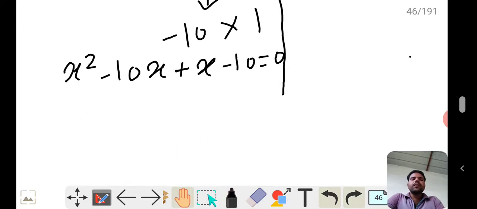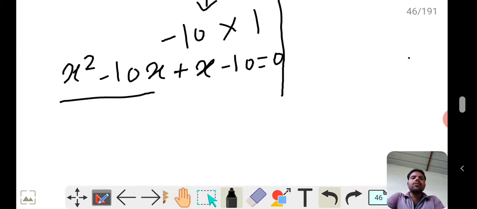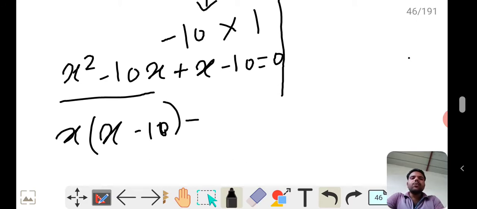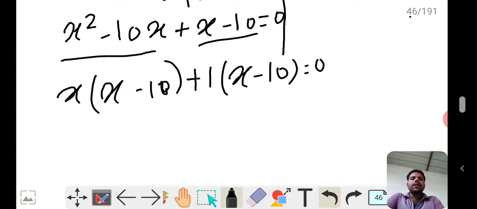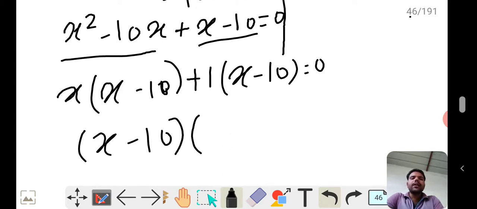If we take out x as common from the first term, we will get x into bracket x minus 10. If we take plus 1 as common from these two terms, we will get x minus 10. So by taking x minus 10 common from both the terms, we will get x minus 10 in the first bracket and x plus 1 in the second bracket, is equal to 0.